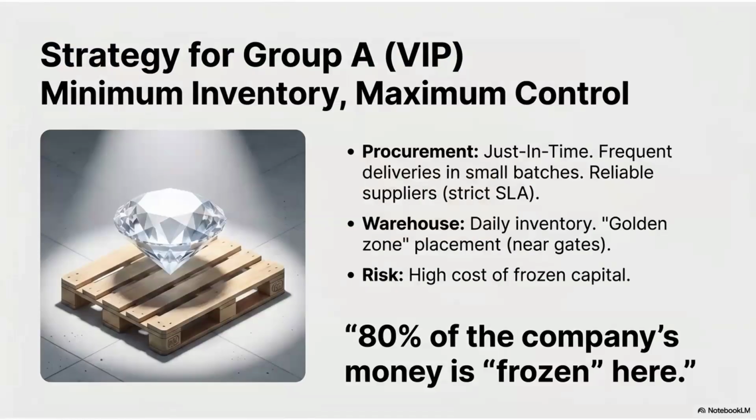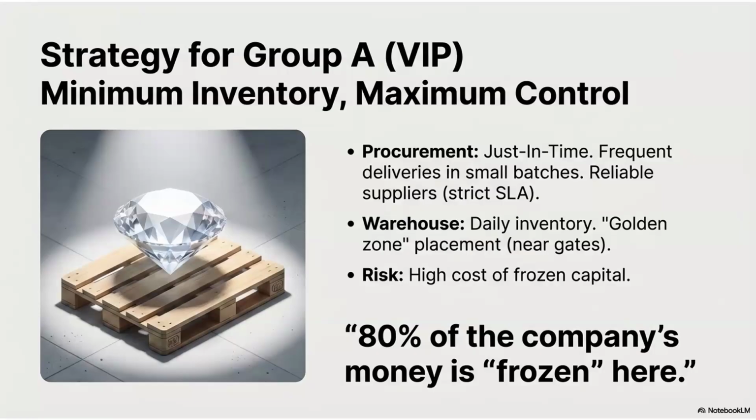How do we manage them now? The main goal of ABC analysis is to stop treating the entire assortment equally and to develop a differentiated policy. Let's start with the most important category, Group A, or strategic items.